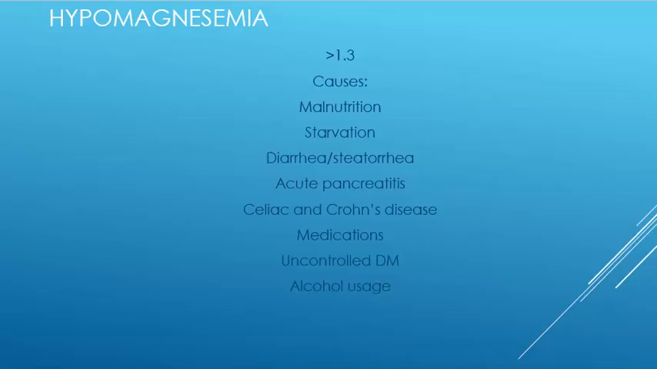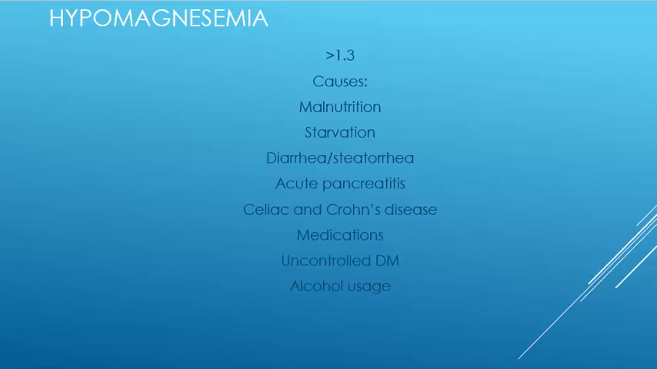All right, so next is hypomagnesemia. This is anything under that 1.3. The biggest cause of hypomagnesemia is malnutrition, starvation. You'll also see it in celiac and Crohn's disease, as well as any patient that has uncontrolled diabetes. You'll also see it in your chronic alcohol users.